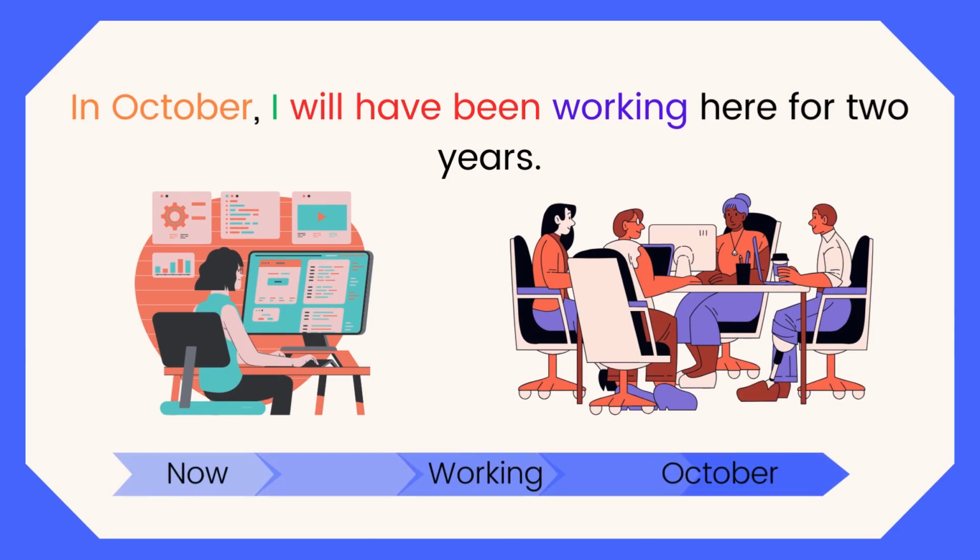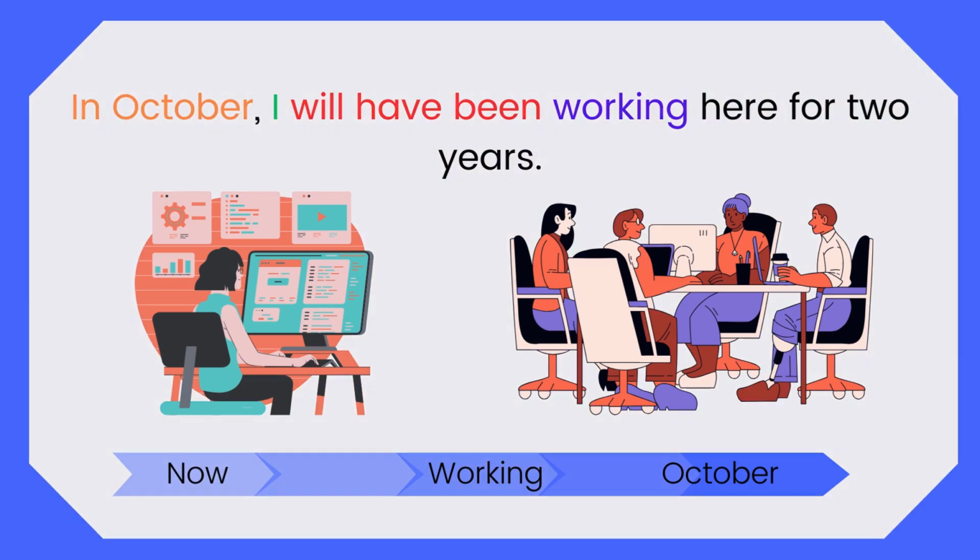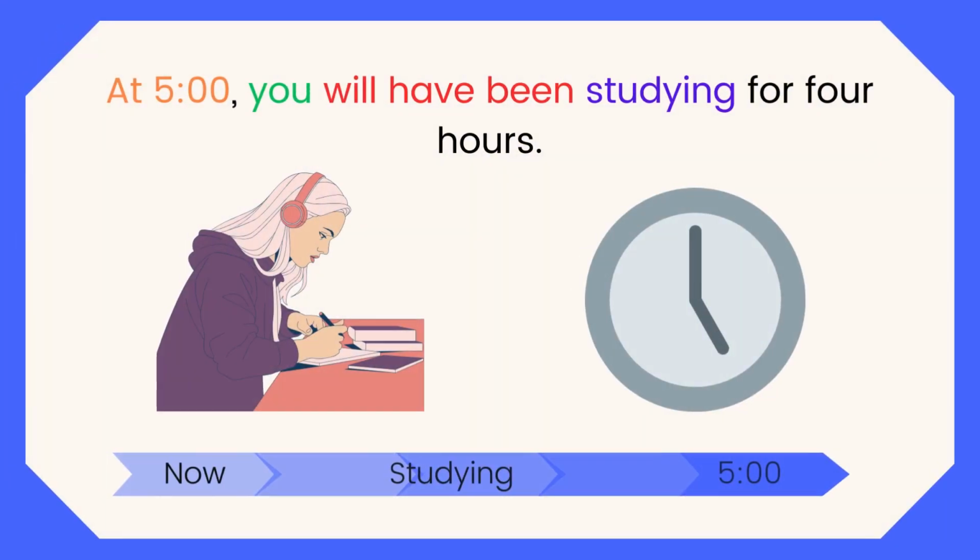Here's another example. In October, I will have been working here for 2 years. You can also say, I'll have been working here for 2 years if you want to use the short form of I and will. Or we can use a specific time for our time phrase. At 5 o'clock, you will have been studying for 4 hours.